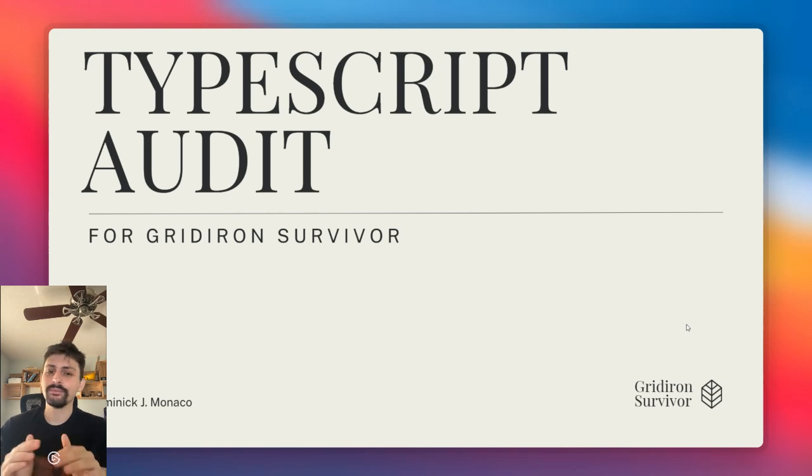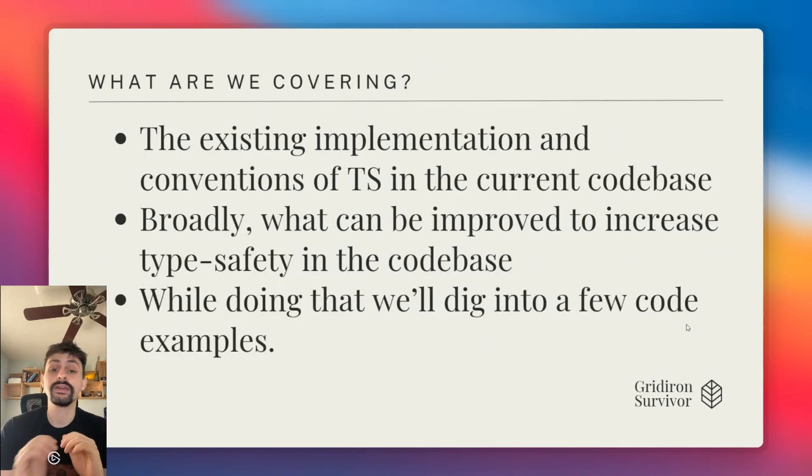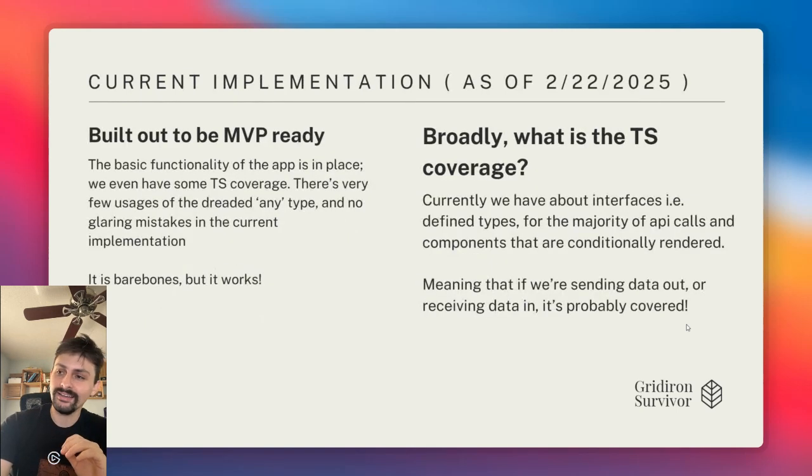There's a lot of places we could start with this. Let's just hit on the things we're going to be covering today. So this audit's going to be going over basically the current state of the TypeScript implementation for Gridiron Survivor. We're then going to get into broadly what can be improved upon to increase type coverage and even get into a few quick examples along the way.